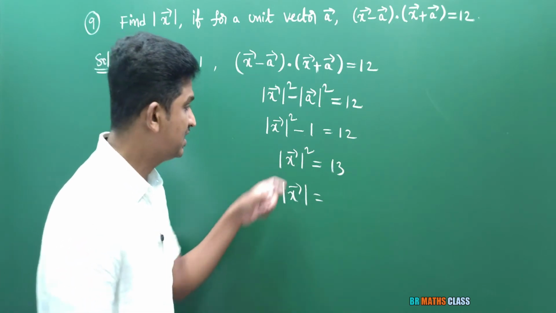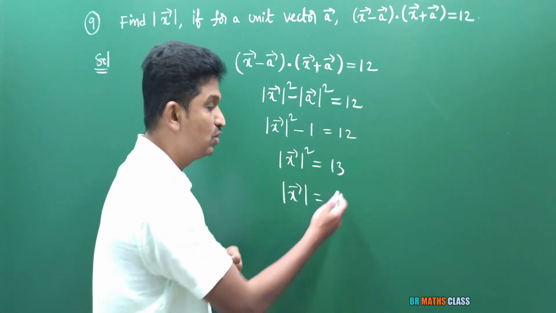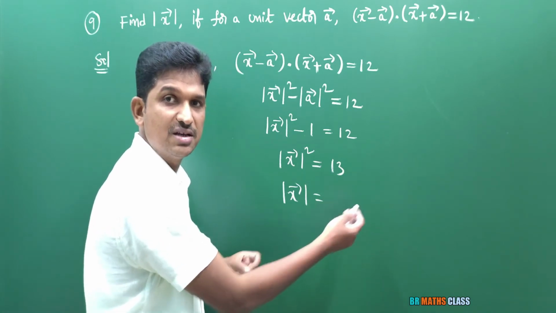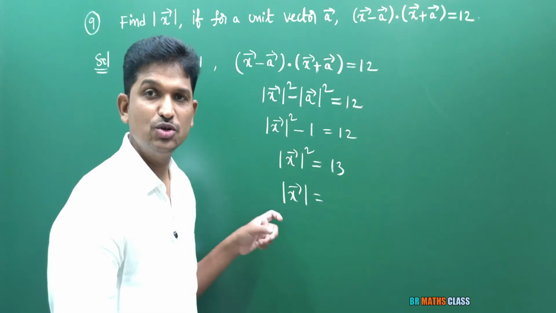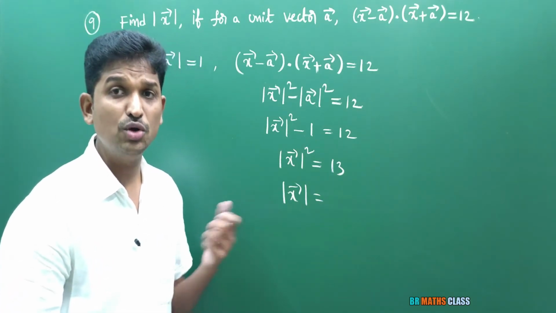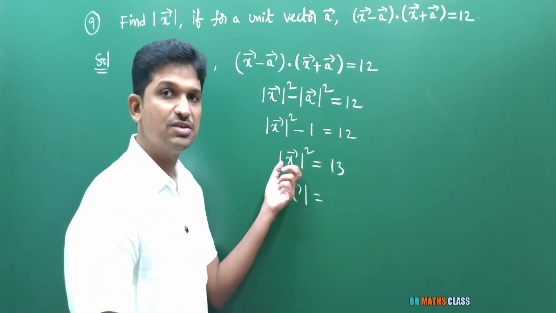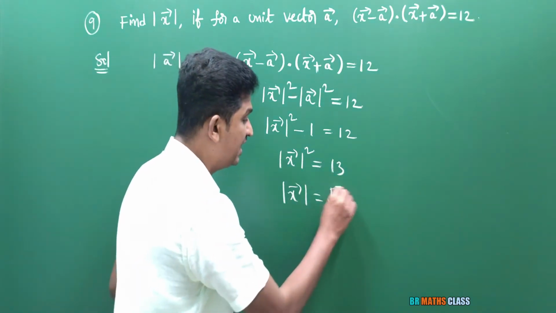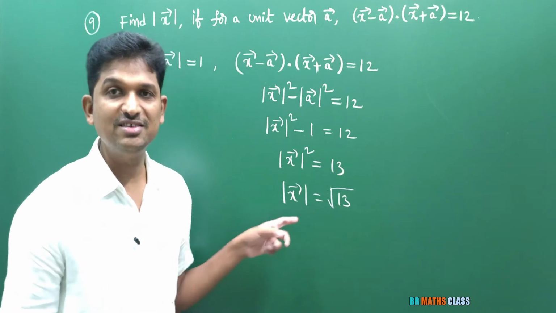Okay, so what will you get? This side, magnitude of x equals, by mistake there is a chance you may write plus or minus root 13. But this is the magnitude of a vector. Magnitude of a vector means length of a vector, that is always positive. So modulus of x bar whole square is 13. From this, modulus of x bar is root 13.